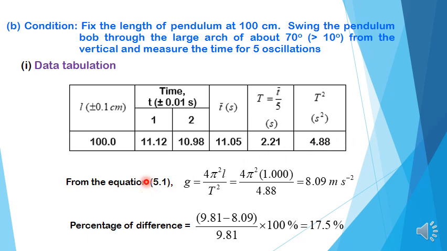Then use the equation 5.1 to calculate for the acceleration due to gravity for large amplitude oscillation. Substitute the value of the length in meter and the t squared into this formula. As a result, the G obtained is 8.09 meter per second squared. The percentage of difference that calculated is 17.5%. This indicates that the G obtained for large amplitude oscillation is very much deviated from the standard value of G, 9.81 meter per second squared, compared to the G obtained from small amplitude, less than 10 degree oscillation.